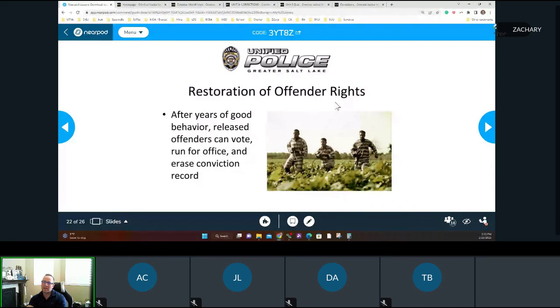Restoration of the offender's rights. After years of good behavior release, offenders can vote, run for office, and even erase convictions. So even though you may do bad things, you could restore your rights after a while, but those are taken away when you go into prison.